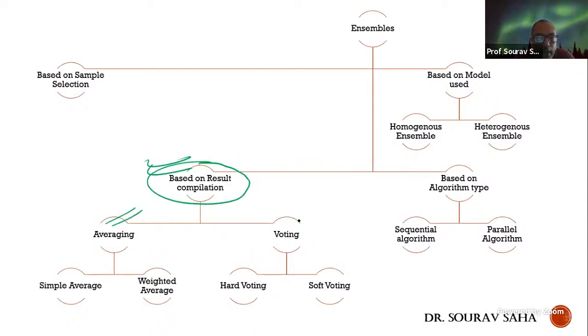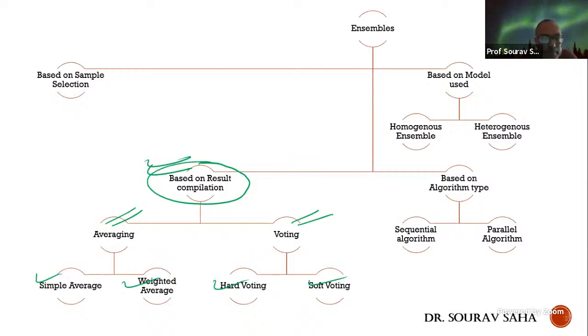You can do some kind of averaging, you can do some kind of voting for the result compilation. Averaging can be simple averaging or weighted averaging. Voting can be hard voting or soft voting. So what does this exactly mean? Averaging, voting, simple average, weighted average, hard, soft. So let's come to the result compilation part.